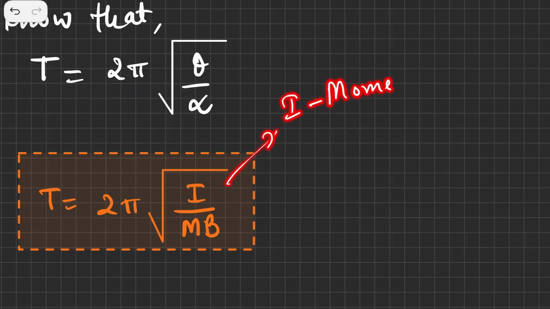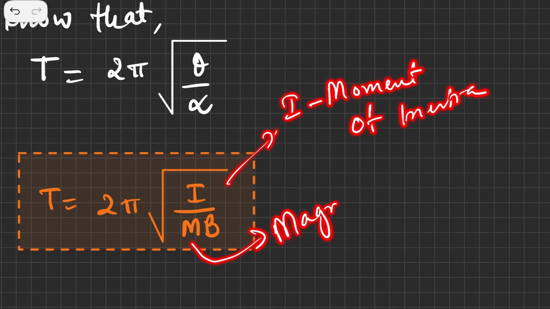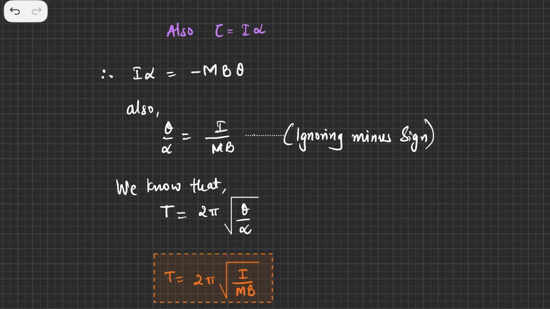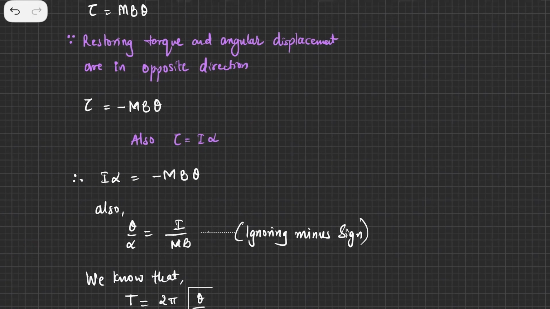Here you should note that I stands for moment of inertia. Again, go back to rotational motion, moment of inertia. Then M does not stand for mass, M stands for magnetic moment, and B stands for magnetic field. So this is very clear. Just do not get confused with M. M here is magnetic moment and not mass. I stands for moment of inertia, and the rest of the terms have the usual meanings.